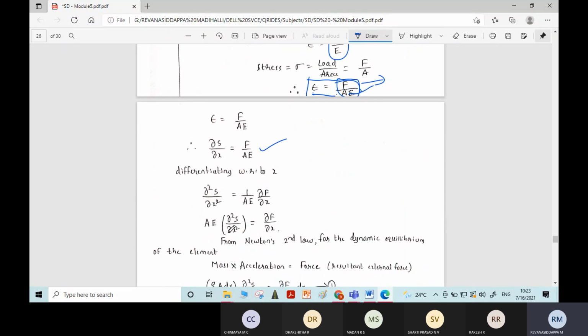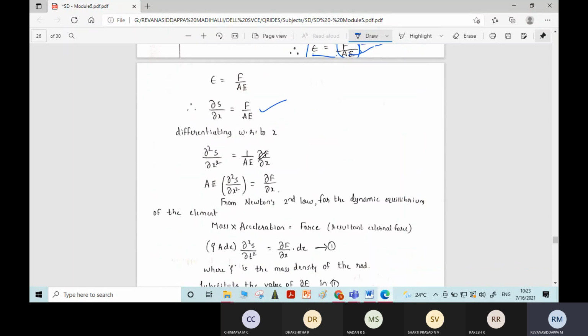Differentiating with respect to x, what will you get? You will get del square s by del x square is equal to the differentiation of force with respect to x, that is del F by del x. Taking the AE term to the LHS, the final expression we get is AE into del square s by del x square is equal to del F by del x. This is the first step.